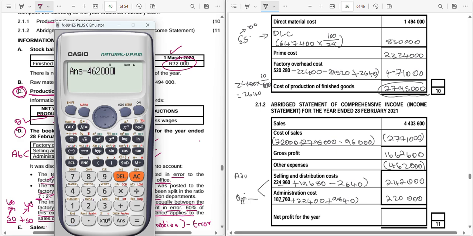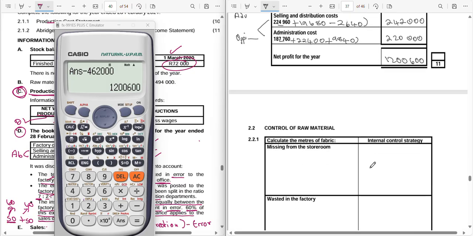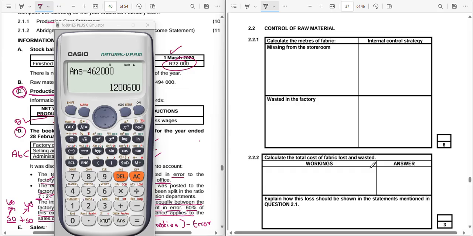462,000. You get this huge amount, 1,200,600. So we're done with abridged. We are going to the control of raw material.